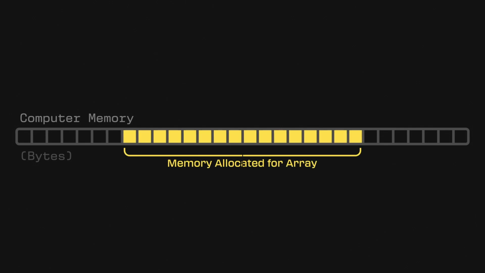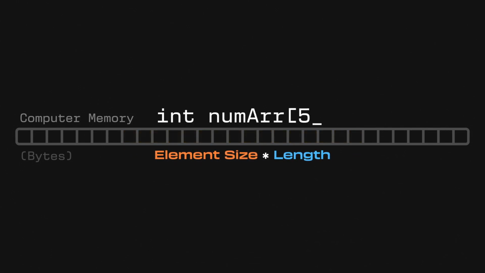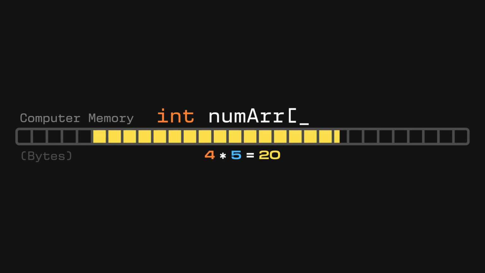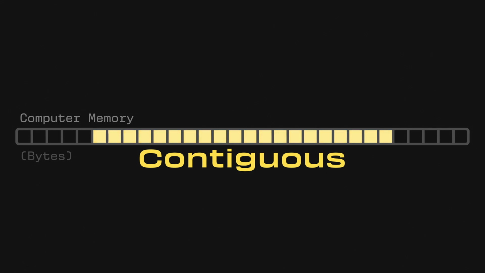The size of this chunk is the space that a single element takes up in memory multiplied by the length of the array. For example, if we want to create a 5-element integer array, this will take the size of an integer, which is 4 bytes in many systems, times 5. So the array will have 20 bytes of reserved space. So all of the data in an array is stored in a single continuous chunk of memory. This is called being stored contiguously.